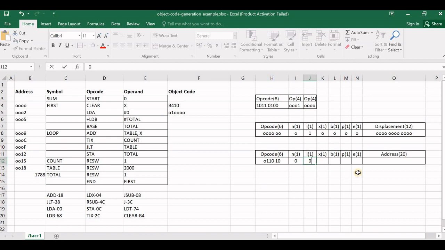Next, fill the E bit. What will be the value of the E bit for format 4 instructions? For format 4 instructions, this E bit will be set to 1. And check which addressing mode the instruction is in. The instruction has only one operand, and that operand begins with a hash symbol. When the operand value begins with a hash symbol, the instruction is said to be in immediate addressing mode.